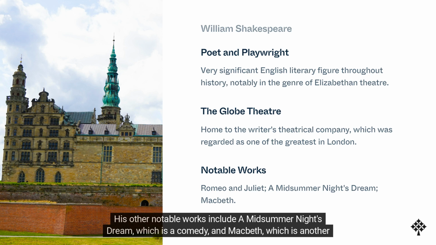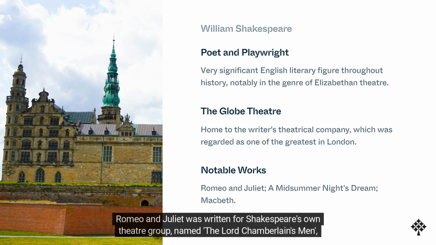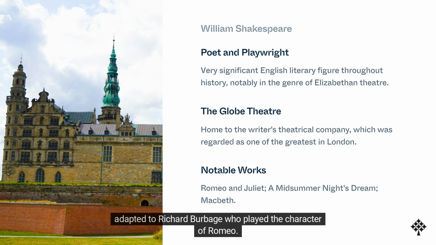His other notable works include A Midsummer Night's Dream, which is a comedy, and Macbeth, which is another tragedy covered in the previous videos. Romeo and Juliet was written for Shakespeare's own theatre group, named the Lord Chamberlain's Men, and accordingly the writing was designed to enhance the acting of his most skilled players, for instance adapted to Richard Burbage, who played the character of Romeo.